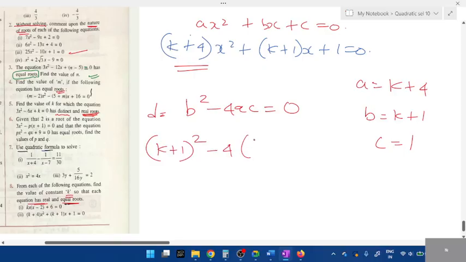4 into A is equal to k plus 4 into 1. Use a plus b the whole square. K square plus 1 plus 2k, minus 4k, minus into minus is plus 16.